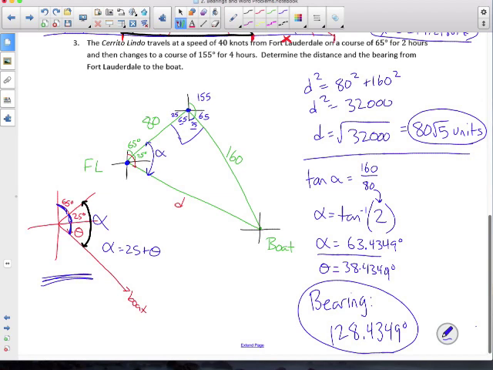Remember that it's different than what theta or alpha was because the bearing has to come from north, so it has to include all the angles outside of the triangle, which is basically the 65. Okay, and there you have it. That's the last one of the examples I'll do.